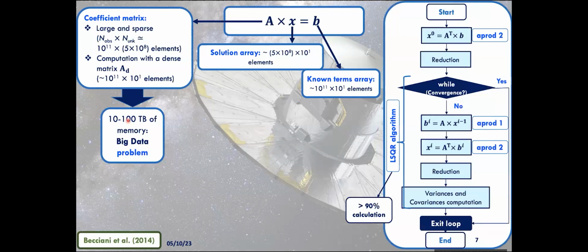To solve the system, the code adopts an iterative algorithm, the LSQR, which after setting some initial conditions, iterates the solution up to convergence, performing 2 steps, iteration per iteration. The approach 1, which iteratively updates the known terms, and the approach 2, which iteratively updates the solution.